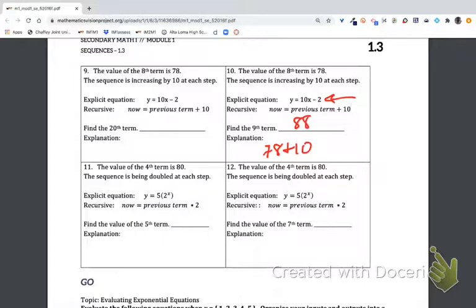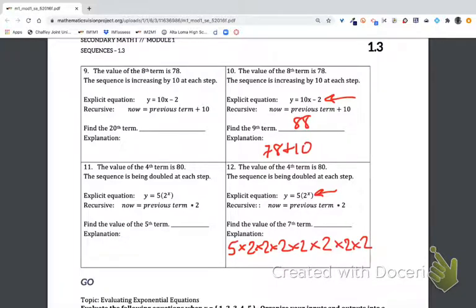For number 12, we know our 4th term, it's 80. And we know we're doubling each step. But if I want to find the seventh term, what do I need to do? This one's a little bit more challenging because for the explicit, that means that I need to take 5 times 2 times 2 times 2 times 2 times 2 times 2 times 2. That's a lot.